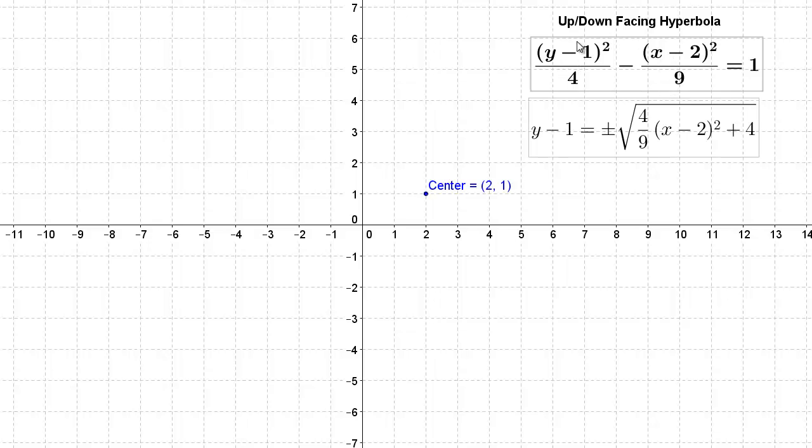So if we solve this for y minus 1, we're going to get y minus 1 is equal to plus or minus the square root of b over a, 4 over 9, times x minus 2 to the quantity squared plus 4. Since that's a plus sign, we know it's an up and down facing hyperbola. And the y minus 1 just means we're going to shift the whole thing up 1. And the x minus 2 part means we're going to shift the whole thing to the right 2.